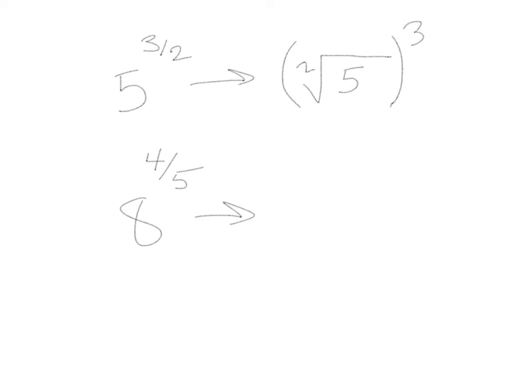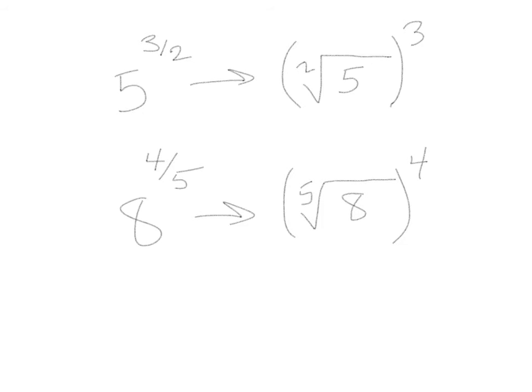Now let's change 8 to the 4/5 into radical form. What we can do is, first of all, start by drawing a radical sign. Your base is going to be your radicand, so we can put the 8 in underneath. The bottom number is 5. That is our root that we want to find. So we want to find the 5th root of 8. Put the entire radical in parentheses. Your top number in your fraction will be your power. So we will raise that to the 4th power. So this is a way to go from exponential form into radical form.